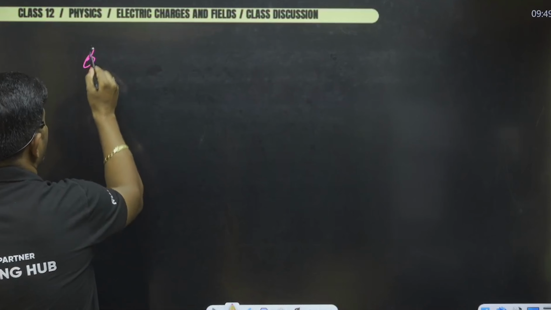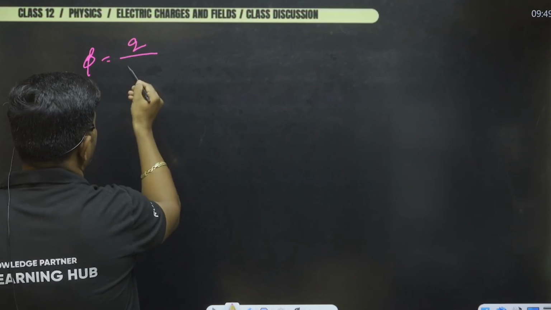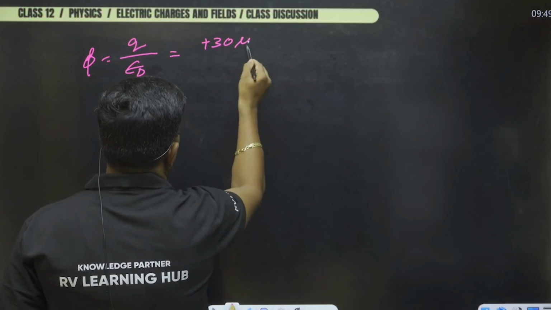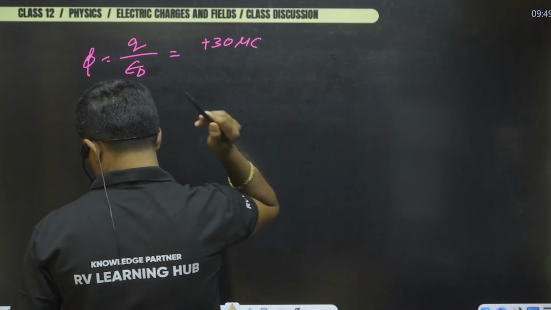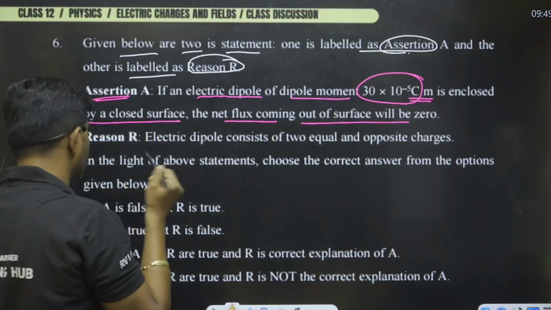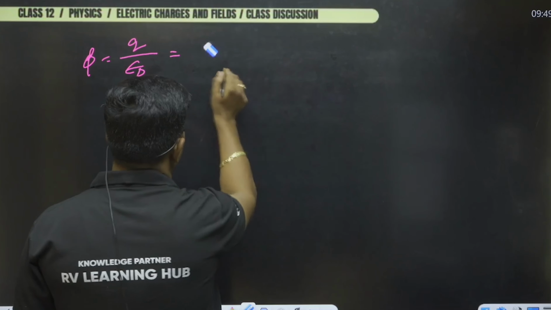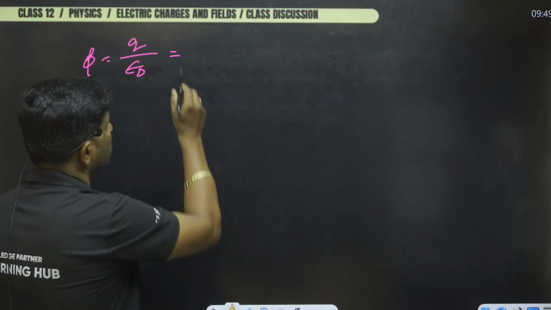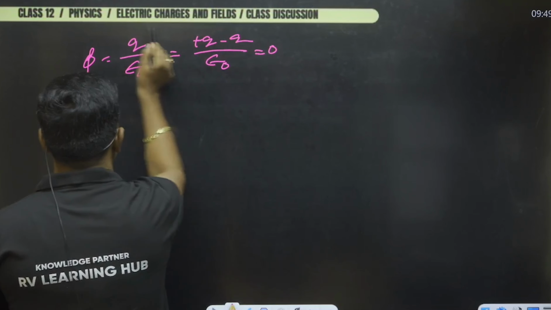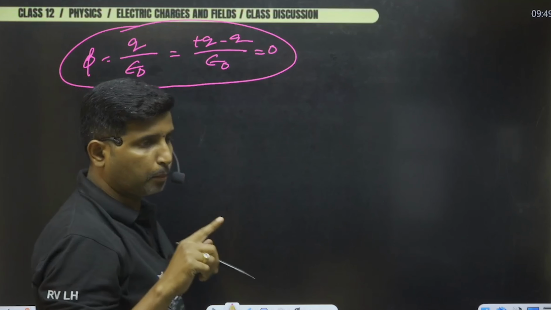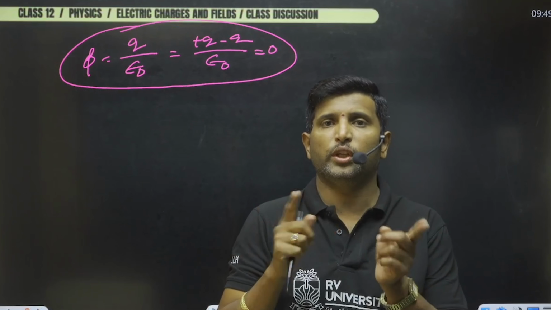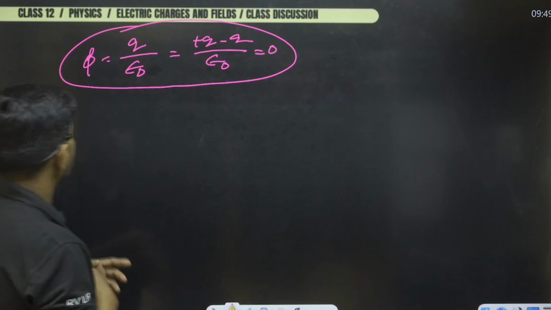Is it right or not? Flux is always equal to charge divided by epsilon naught. What is the charge here? Plus 2 microcoulomb. Dipole moment they have given. Anyway, we can say that flux is equal to the net charge, plus q and minus q, divided by epsilon naught. The flux due to a dipole is always equal to 0, because in a dipole there are two equal and opposite charges. Hence we can say that is the thing.